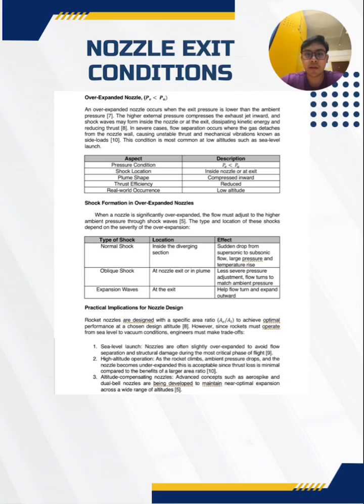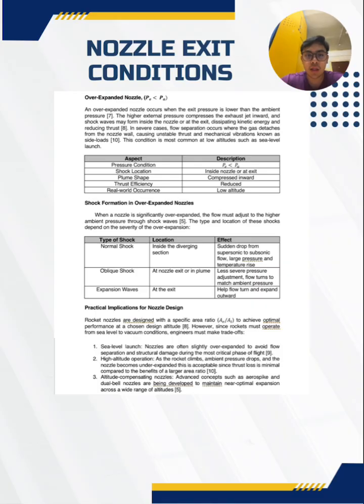This occurs when the exit pressure is lower than ambient pressure. The higher external pressure compresses the exhaust jet inward and shock waves may form inside the nozzle or at the exit, reducing thrust. In some cases, flow separation occurs, causing unstable thrust and mechanical vibration known as side loads. This condition is most common at low altitude, such as sea level launch.